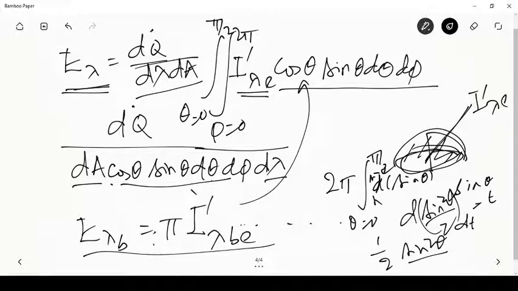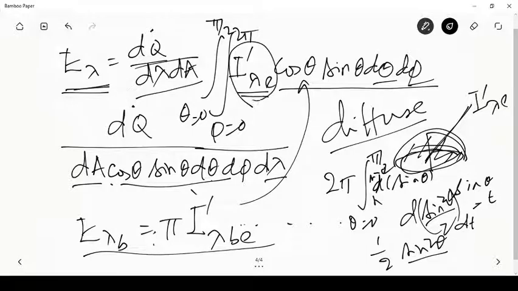Okay, so for not just black but any surface which has what I call as diffuse emission, that is, the emission is the same in all theta and phi directions, so that this becomes independent of theta and phi, then it is related to the respective emissive power by this relationship. Okay, so for any diffuse surface, E lambda is equal to pi times I lambda. The prime will go away because it's the same in all directions, so it will basically be I lambda. So that is one thing.